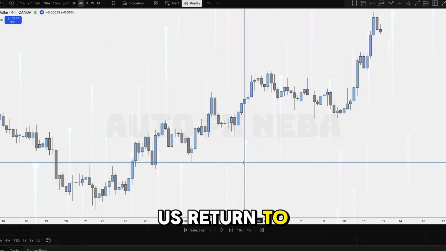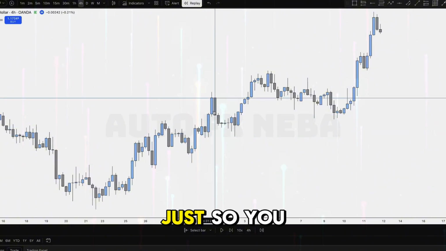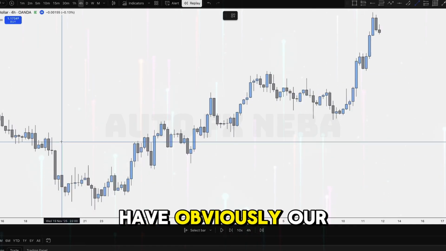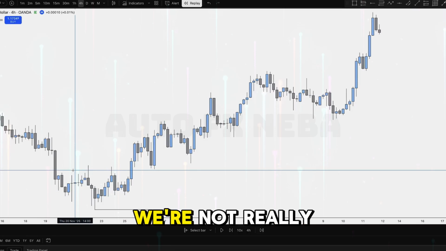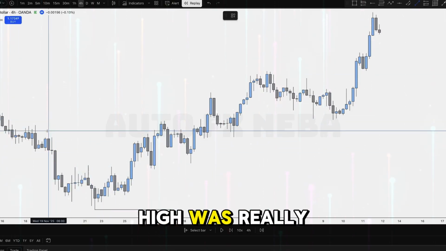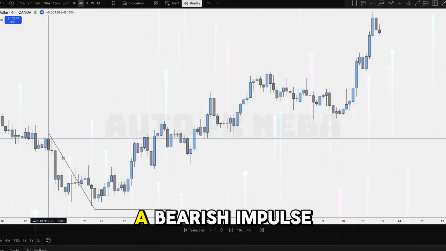So now let us return to that bit of price action that we marked at the start of the class. And we're going to now mark this up with the impulses and corrections, just so you can see how we determine this view in a real market. All right, so we have obviously our low printed in here. This is the lowest point in the trend. If we then look, basically we're not really worried about any of this consolidation because our previous high was really this point. So we've driven down like here. This was one impulsive move, okay? So that is a bearish impulse.